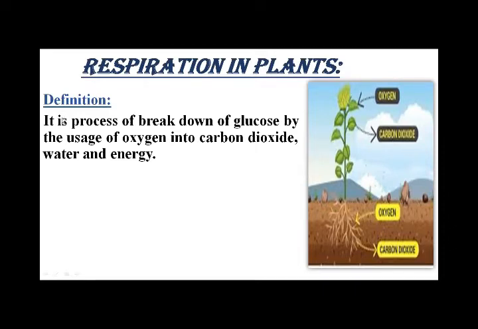Okay, so what is the definition? It is the process of breakdown of glucose, which is prepared when the photosynthesis process is done. By the usage of oxygen, in the presence of oxygen, this glucose will be split, which means broken down into carbon dioxide and water. There are two byproducts, carbon dioxide and water, which will be emitted, and it will ultimately give the energy to keep the plants alive.